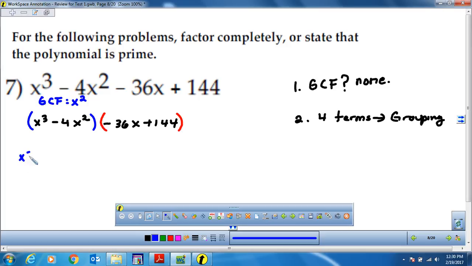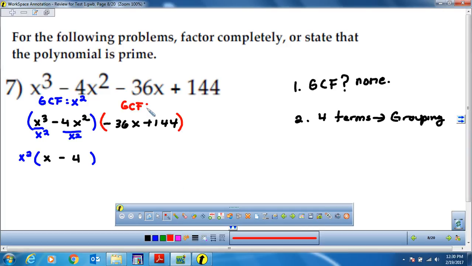So we're going to factor the x squared, and then we have to say, okay, x squared times what gives me x to the third power? X. X squared times what gives me negative 4x squared? Well, negative 4. Or simply, just divide the x squared from these 2 terms. X cubed divided by x squared is x. Negative 4x squared divided by x squared is negative 4. Second parenthesis.